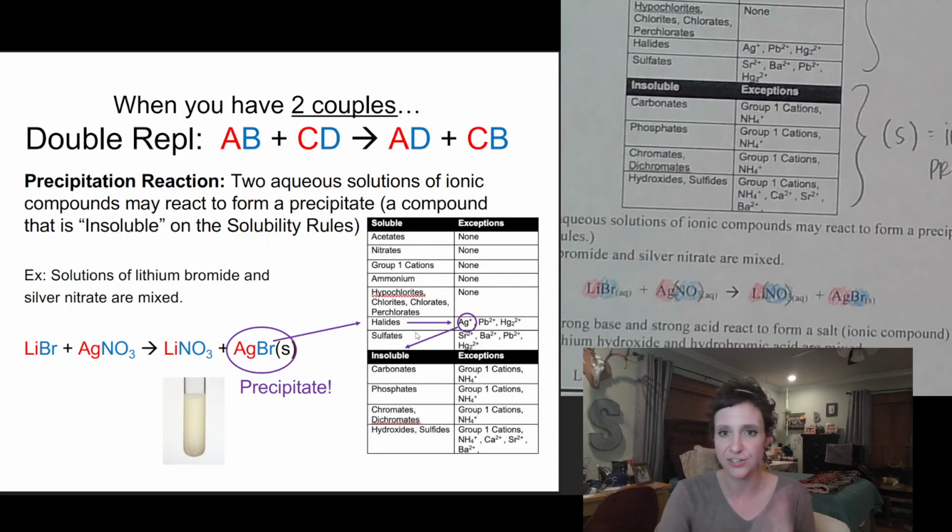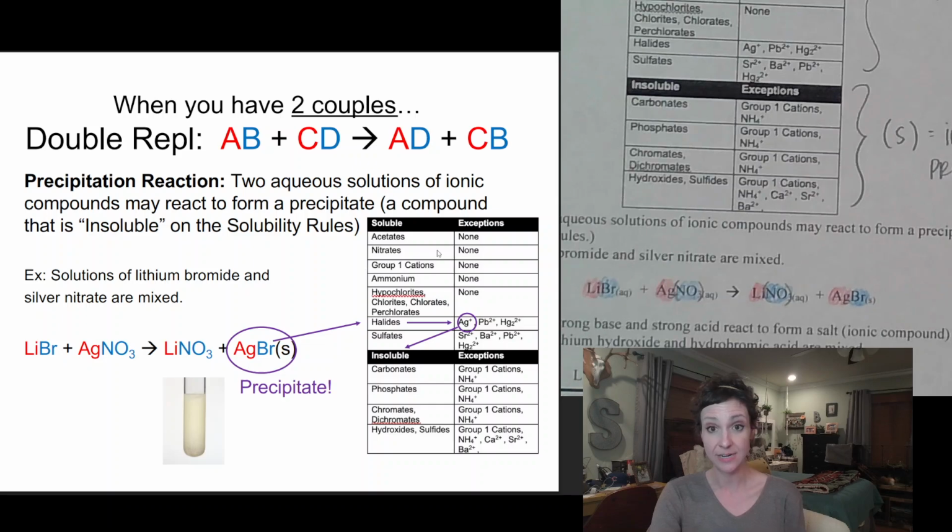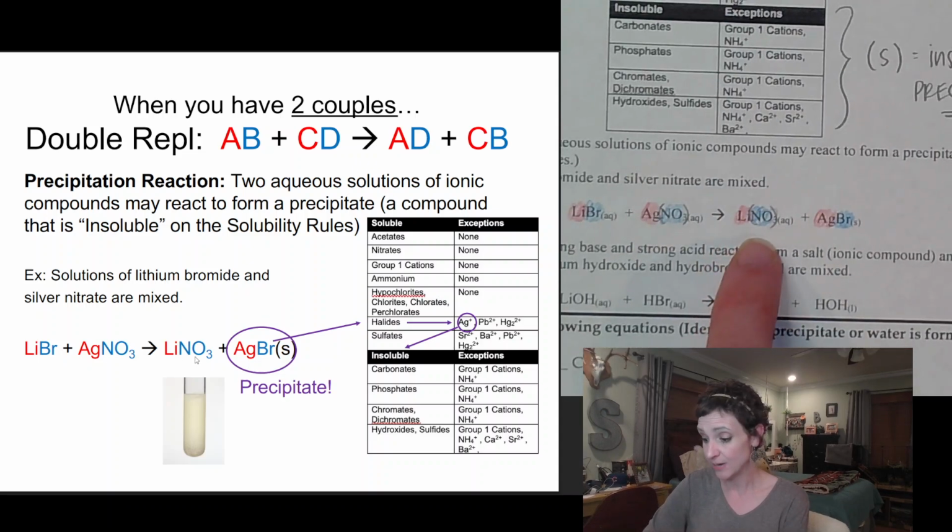Let's just look at lithium nitrate. So I'm saying nitrate, nitrate, nitrate. I see nitrates. Nitrates are all soluble because there are no exceptions. So lithium nitrate, totally, I've written here on my note page, I put aqueous. He's soluble. He's going to exist as ions, yeah?